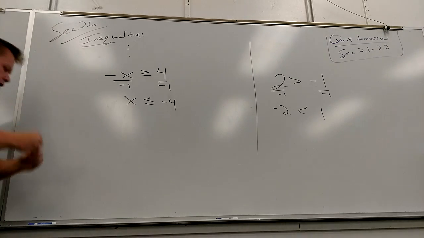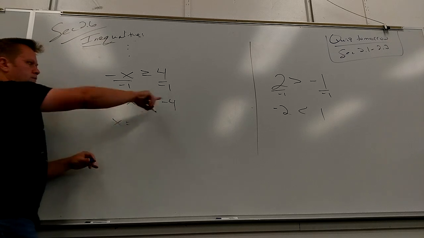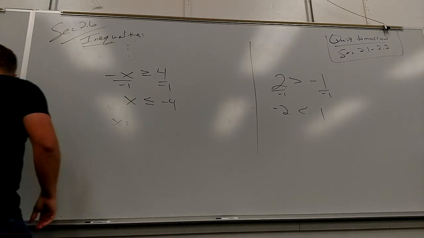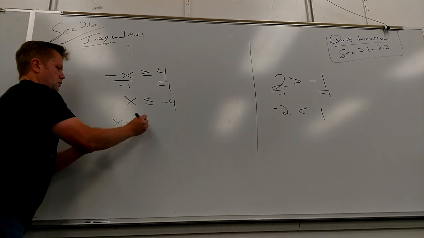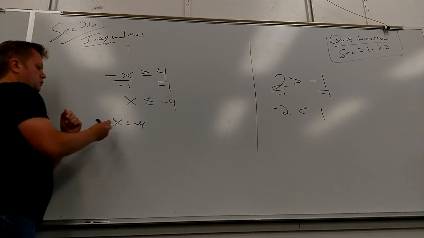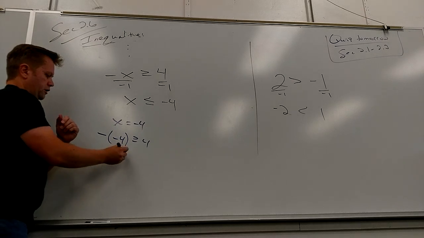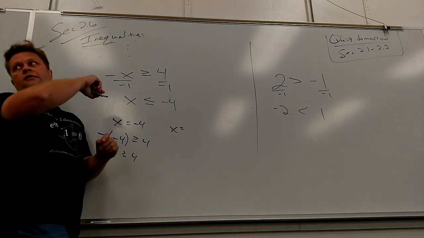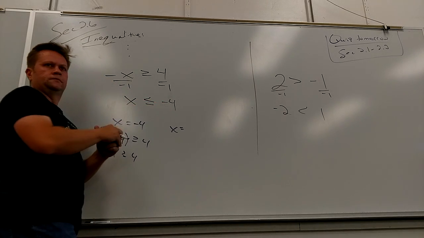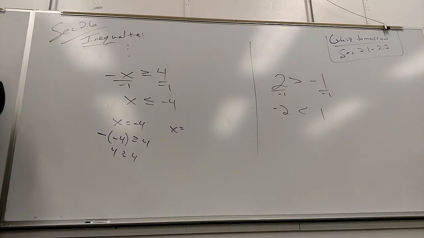Now, real quick, let's check. Give me one number that works. Let's not even graph it. Just give me a number that's an answer. -4. Yeah, -4 is an answer. Let's check it. Does that work in the original? Is -4 greater or equal to 4? Yes, 4 is greater or equal to 4. Give me another answer that's possible here. -3, less than or equal to -4? No. Which means if I want to be less than a negative number, I have to be even more negative.